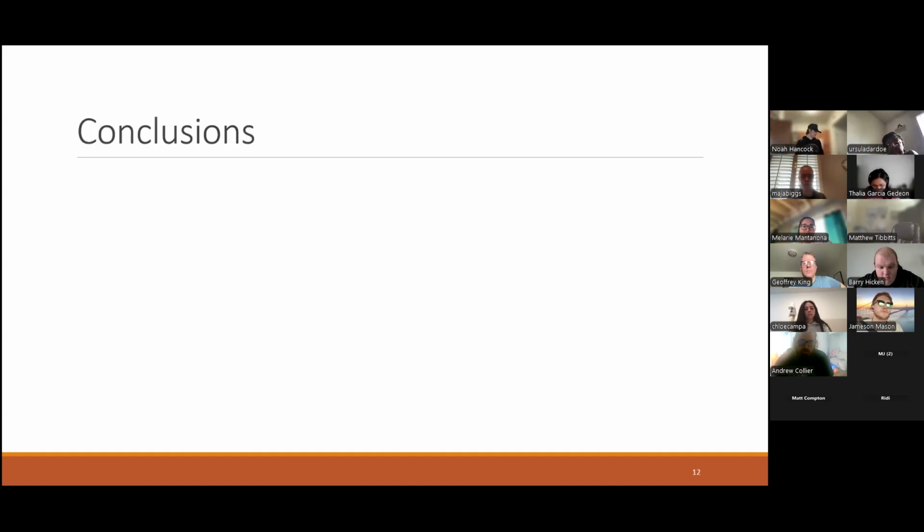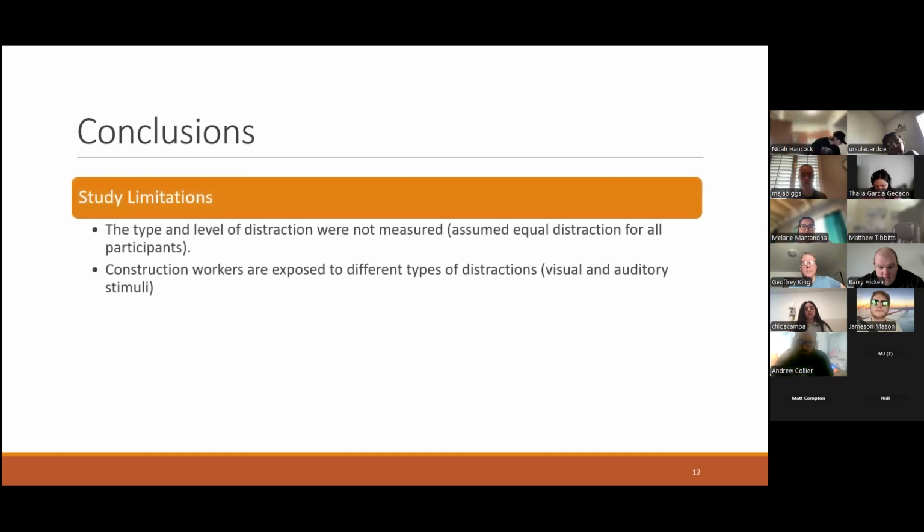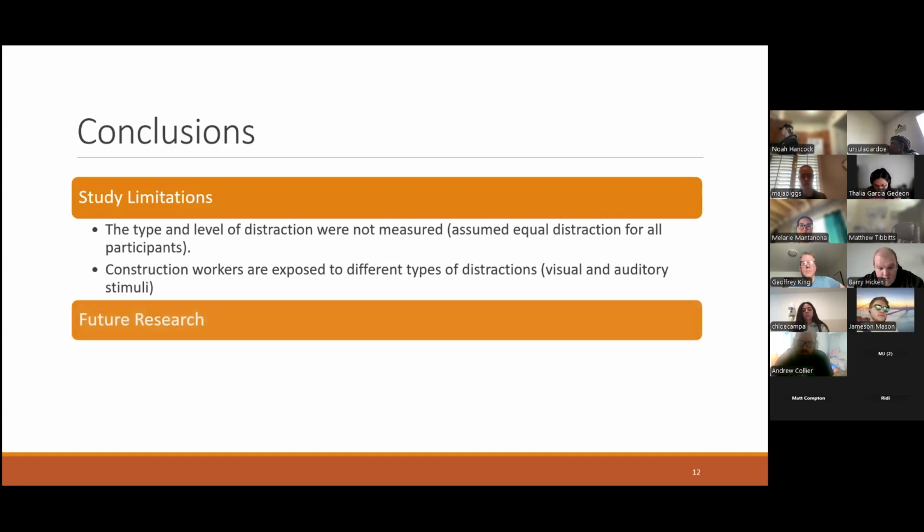So some conclusions that they found was that some study limitations were that the type and level of distraction wasn't measured, and it was assumed equal for all participants, and that construction workers normally are exposed to different types of distractions. There's visual, there's auditory, there's a combo. And then some future research they said was that they should explore various types of distractions and quantify the level of distraction at each personal level.